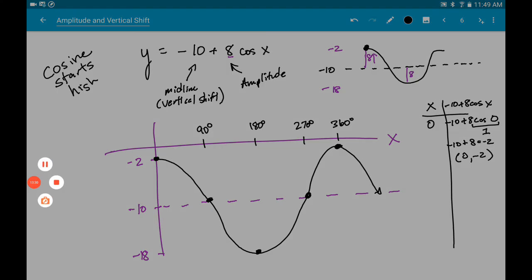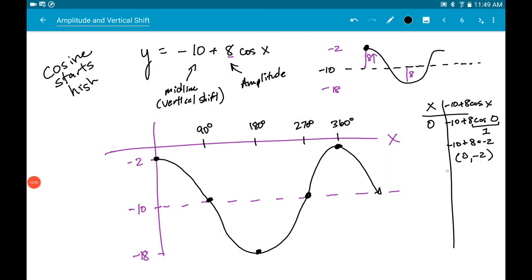Just like when you graph lines, you could make a table, or you could use slope-intercept form and bust out the graph kind of immediately.